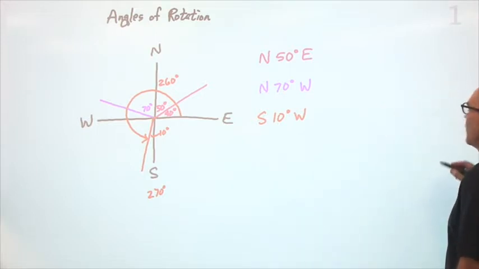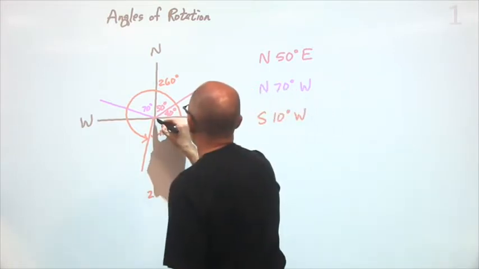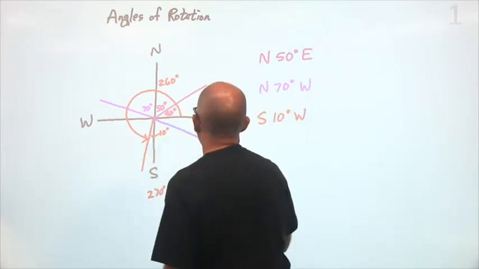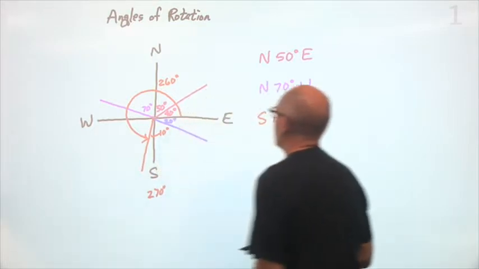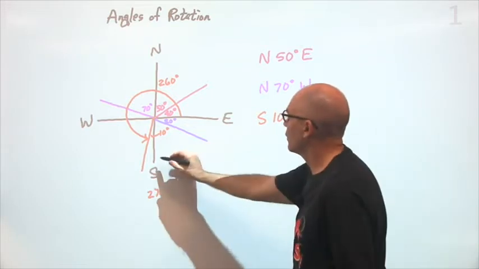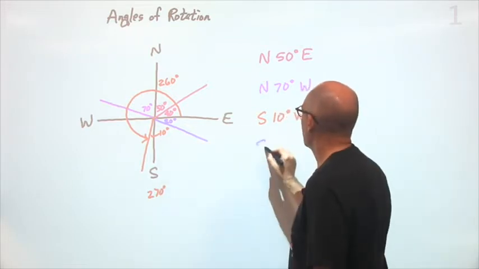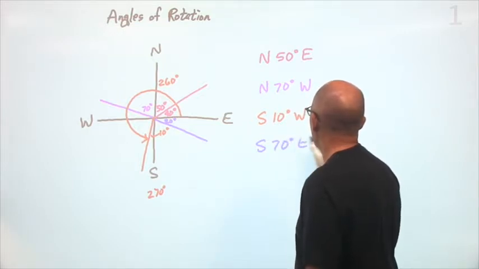Okay, now, one last one. If we go, let's say 20 degrees off of east. Well, 20 degrees off of east means it's 70 degrees off of south. So this would be south 70 degrees east.